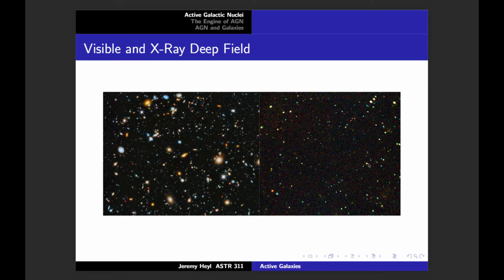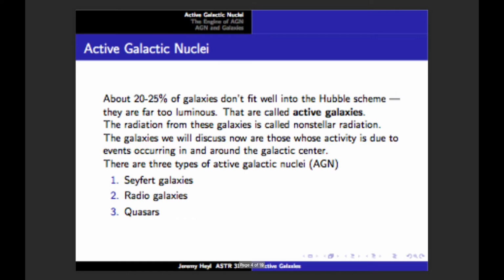This guy, in fact, if you look at it in the optical, you can see that there's a little bright thing in its middle as well. So a large fraction, maybe about 10% of galaxies, have these nuclei. And they really show up when we don't look at visible light, when we look at other wavebands. Those guys are pretty dramatic. If we look at somewhat less dramatic examples, we find somewhere between 20% and a quarter of galaxies don't really fit well in the Hubble scheme.